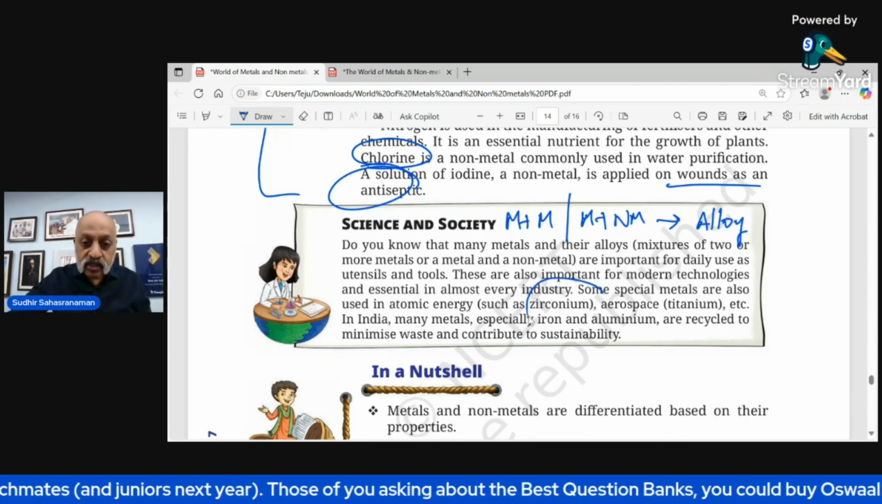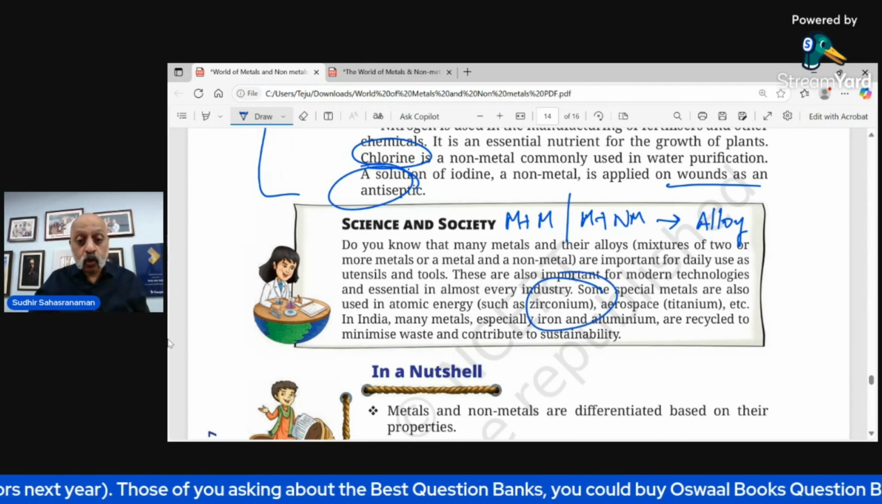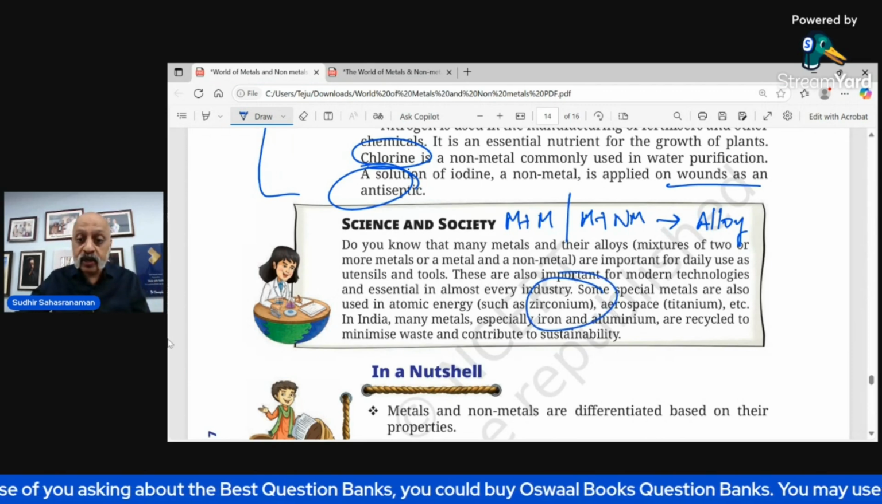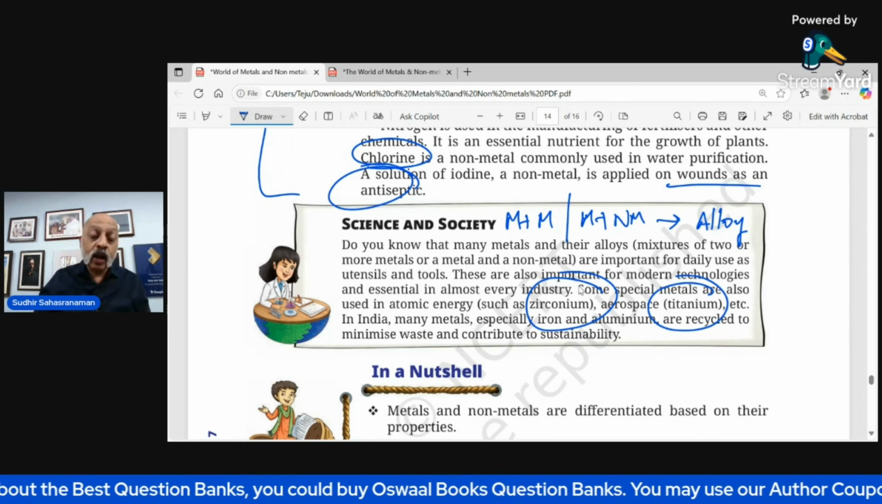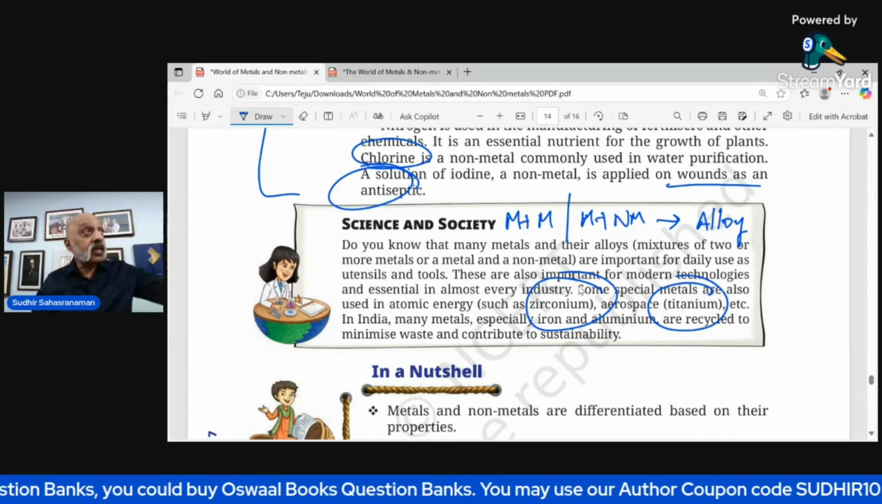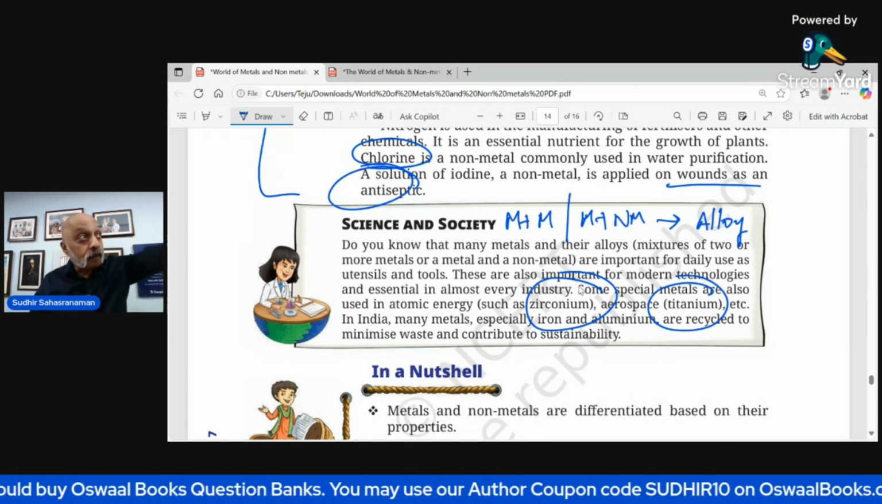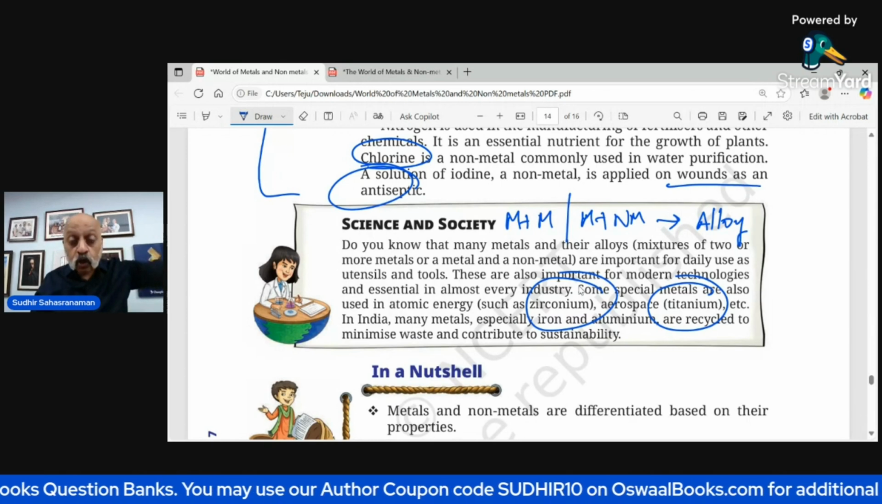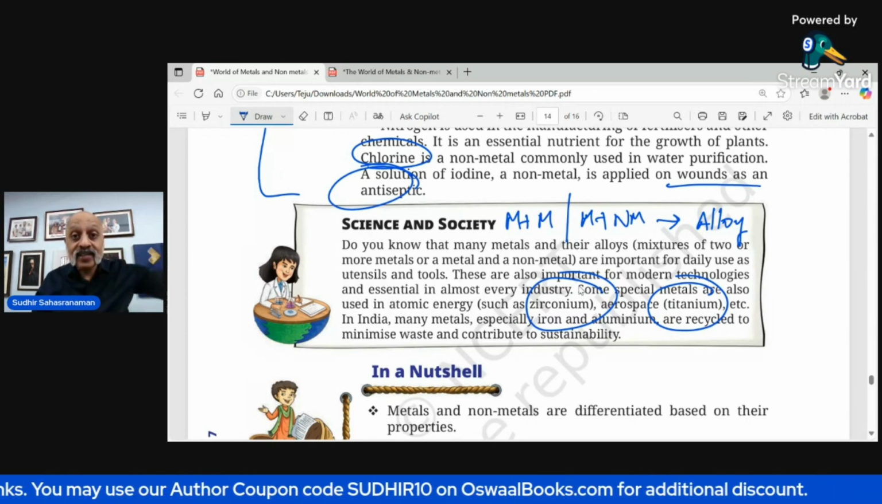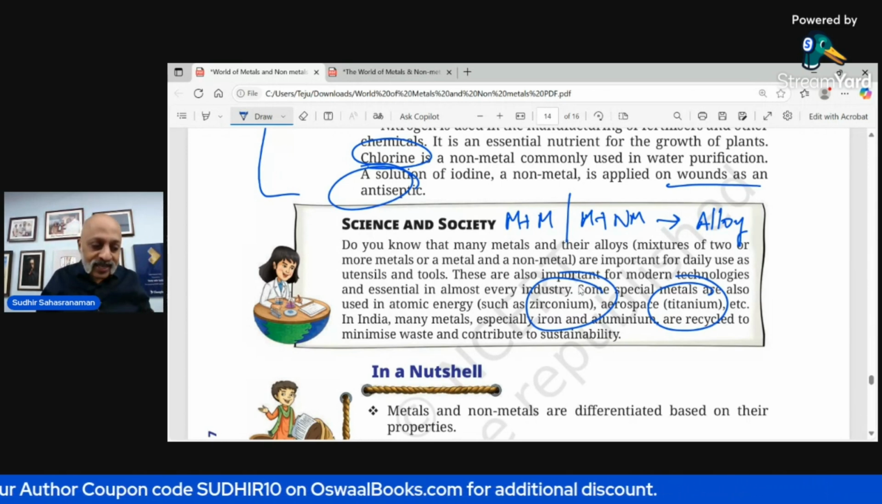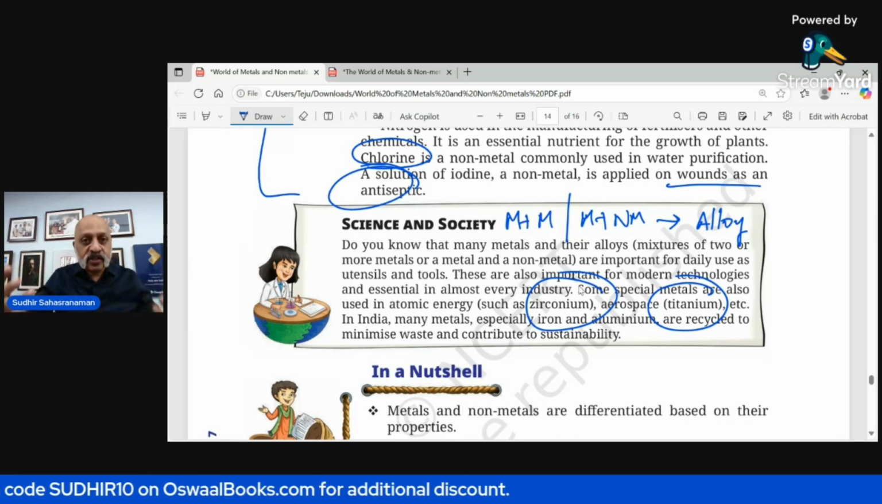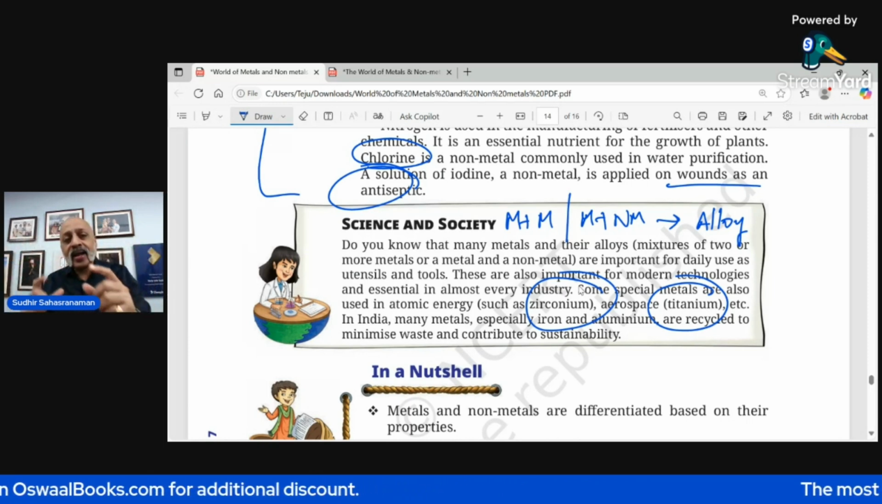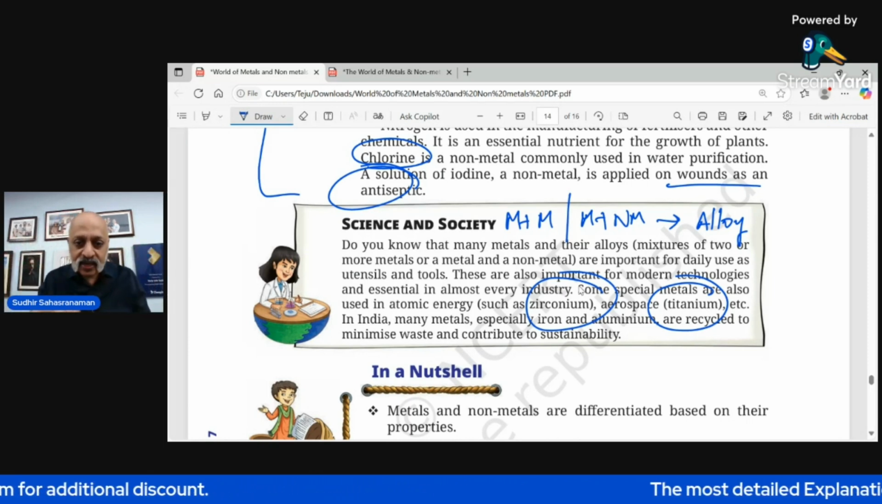There is an alloy called zirconium, which is used in atomic energy. There is an alloy called titanium, which is used in aerospace. Many of the bodies of the rockets, the aeroplanes, etc., use titanium. So these are all used in order to give strength, and they have these different uses. Again, about alloys we will study in class 10.